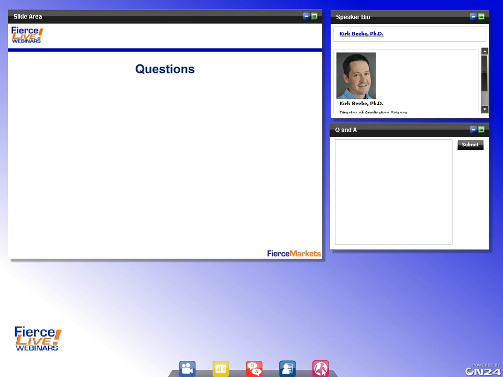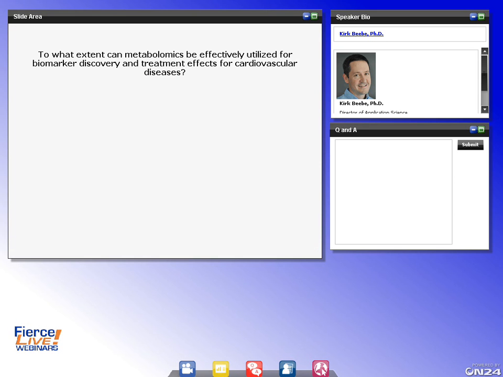The first question: to what extent can metabolomics be effectively utilized for biomarker discovery and treatment effects for cardiovascular diseases? Oh, gosh, I hope I made that point in this presentation, that it's very general to any kind of physiological state. It doesn't really matter. And I can say specifically, if you go back to that previous slide with the three blocks of discovery platform, focused panels, and diagnostics, even just here at Metabolon, we've developed an insulin resistance test. And of course, that's going to play an important role in cardiovascular diseases as well. I hope I conveyed that it's a very general tool.